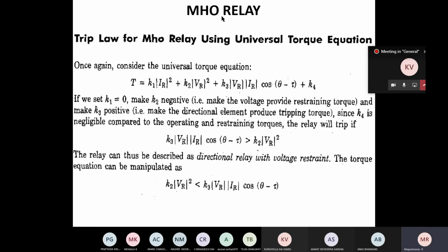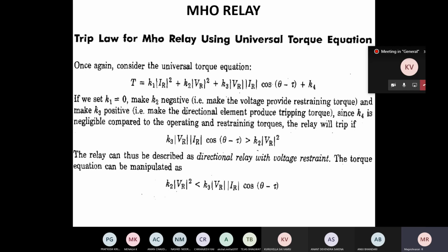So now we have to explain the last relay in the family of distance relays, which is the Mho relay. I think you know what is meant by Mho: reciprocal of ohms. This type of relay has been developed mainly so that some drawbacks of the reactance relay and the simple impedance relay can be overcome here.